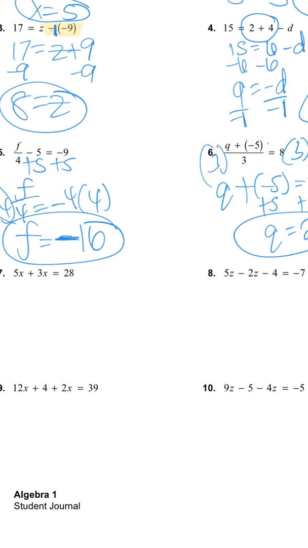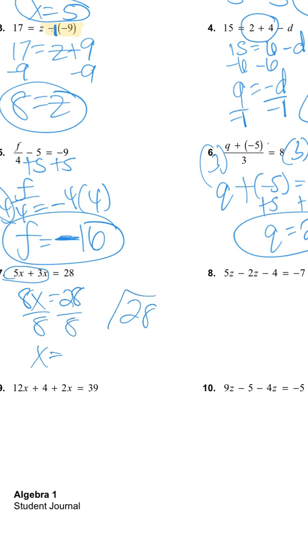Okay. Here, 5x and 3x we can combine, and we get 8x equals 28. So we're going to divide by 8. 8 and 8 is 16. 24. So that's 4. Put a decimal, bring down the 0, and that would be 5. 8 times 5 is 40. So that would be 3.5.